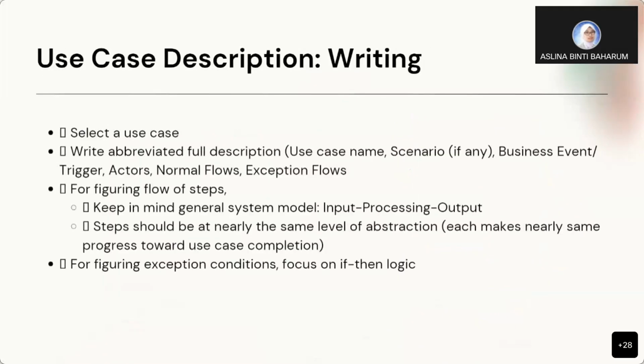So, writing a use case description. First, we select a use case and write the abbreviated full description: use case name, scenario if any, business event, triggers, actors, normal flows, exception flows. Configuring the flow of steps, keep in mind the general system model: input, processing, output.